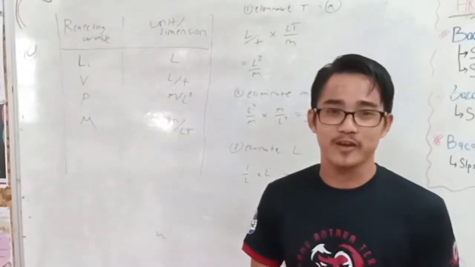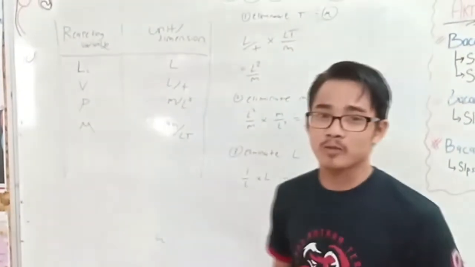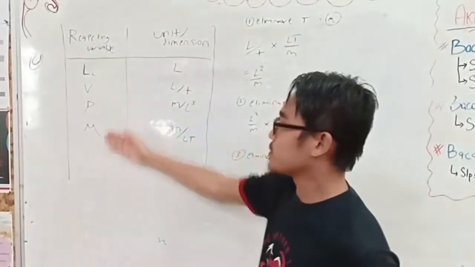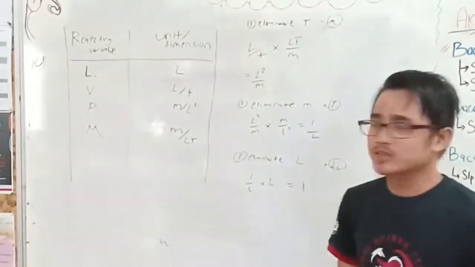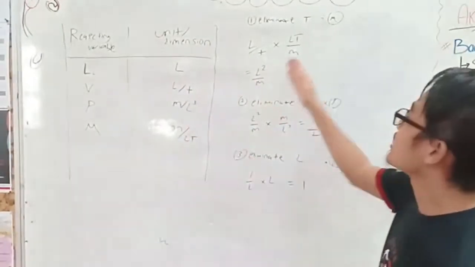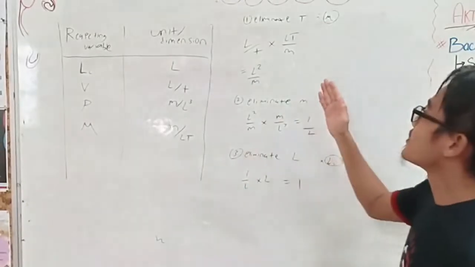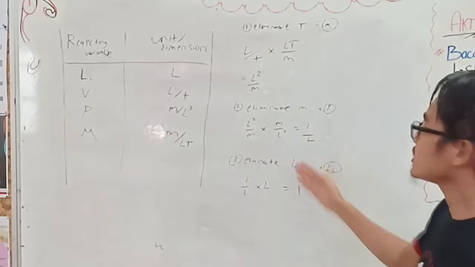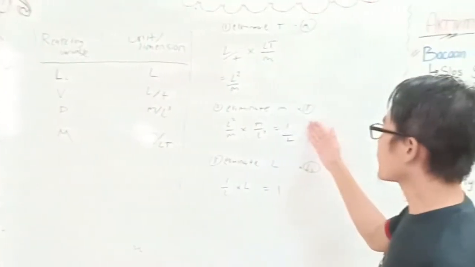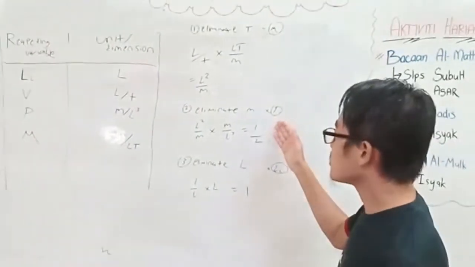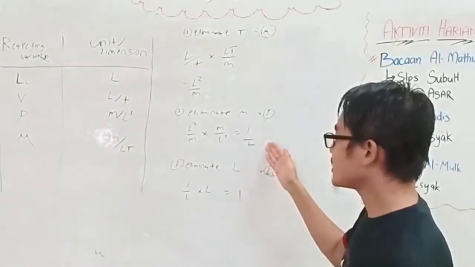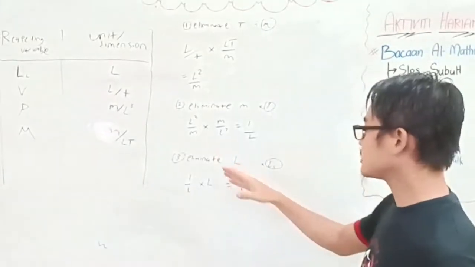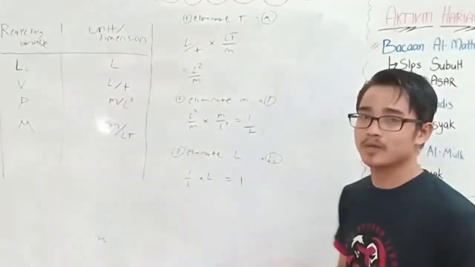Okay, now for repeating variables. So we take a random number. We list all the repeating variables, which are L, V, rho, and mu, and their dimensions. First, maybe we take V. We need to eliminate T by dividing with mu, so we get L square over M. Then we need to eliminate M by multiplying with density rho, and then we get 1 over L. Lastly, we need to eliminate L by multiplying with L size, and then we get 1, which is dimensionless.